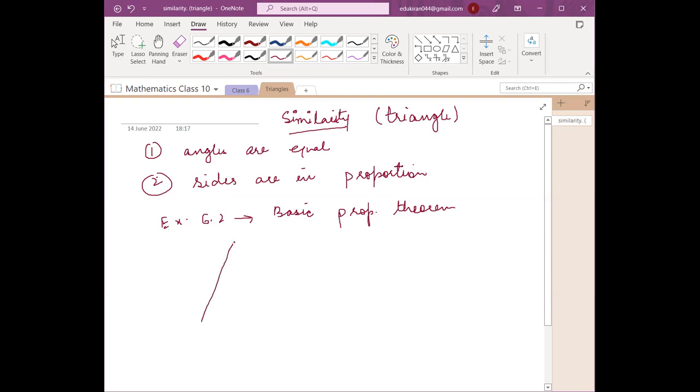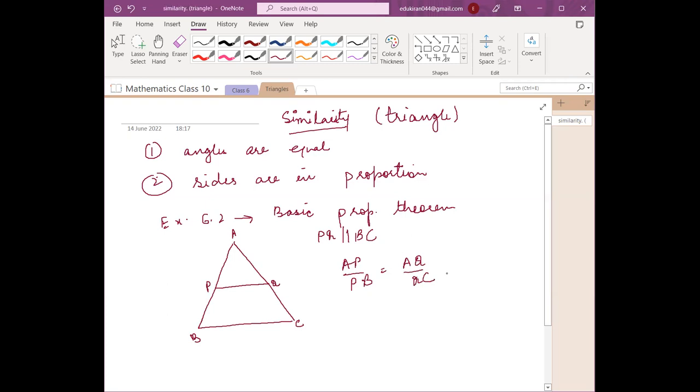So it was not about two triangles, only a single triangle was there. If this is your triangle ABC and the line is PQ, and we draw the line PQ parallel to BC, then by the theorem, AP upon PB should be equal to AQ upon QC. So that was the theorem, right?